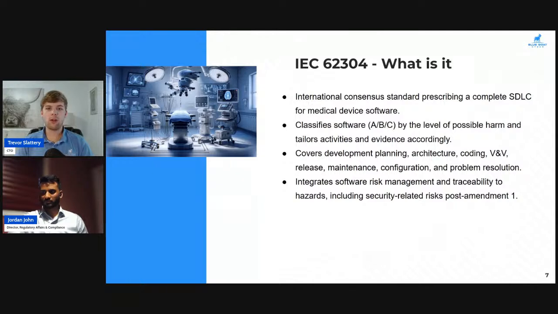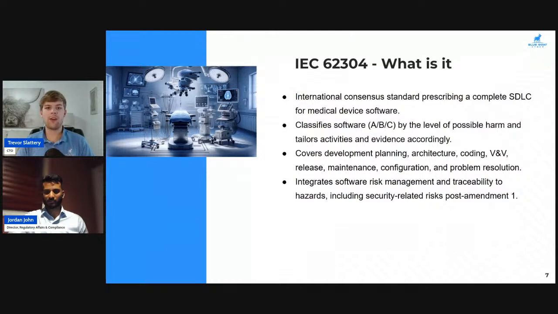Now, 62304 looks at development planning, architecture, and coding, verification, validation, release, maintenance, configuration, and problem resolution. It's meant to be a one-stop shop for handling that secure development lifecycle process, going through start to finish, from when we have this conceptual idea of what the product needs to do, all the way down to we've implemented it, we know that it's secure, we verified it, and we've released it. How do we resolve any problems that come up in that post-market phase? So it's meant to be that total product coverage across the entire life cycle.